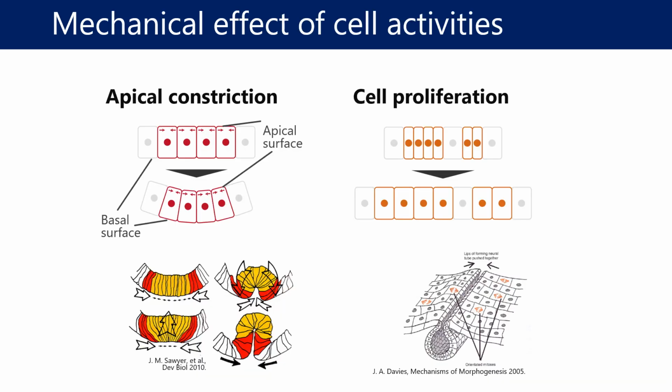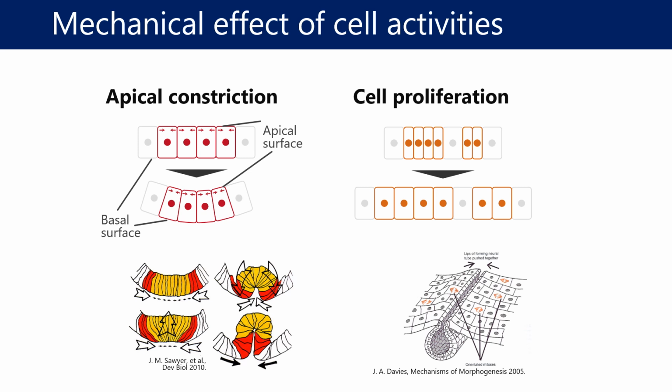To address these questions, let's start by exploring two key cellular mechanisms that contribute to morphogenesis: apical constriction and cell proliferation. Apical constriction is a process where the apical side of cells contracts, causing the tissue to bend, which is critical for shaping structures like the tissue invagination. Cell proliferation involves cells dividing to increase their number. This expansion contributes to tissue growth and also influences the overall shape of the tissue. Together, these mechanical effects of cellular activities are fundamental to morphogenesis.